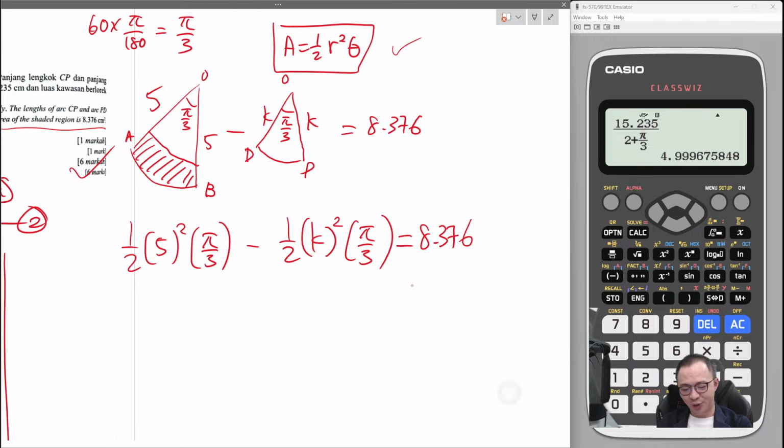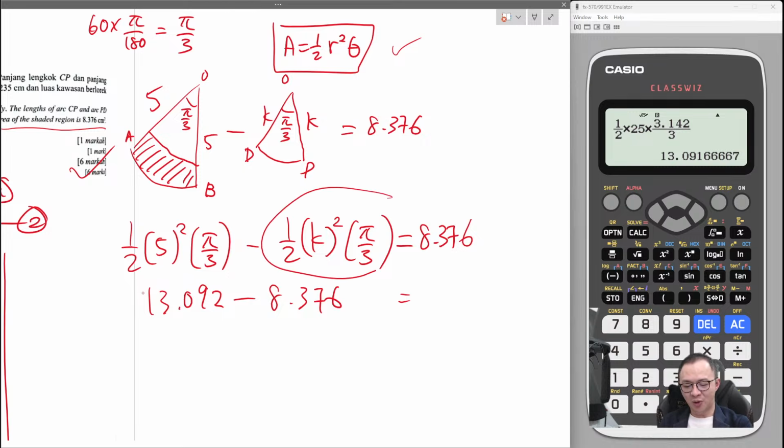All right, let's do this one. Yeah, I'm so lazy to type the calculator. Oh my god, I typed 1/5, man. This is 25. This is 3.142 over 3. Okay, so I got something like this. 13.092 minus 8.376. Then this one, the whole thing minus, I'm going to move to the other side, become plus.